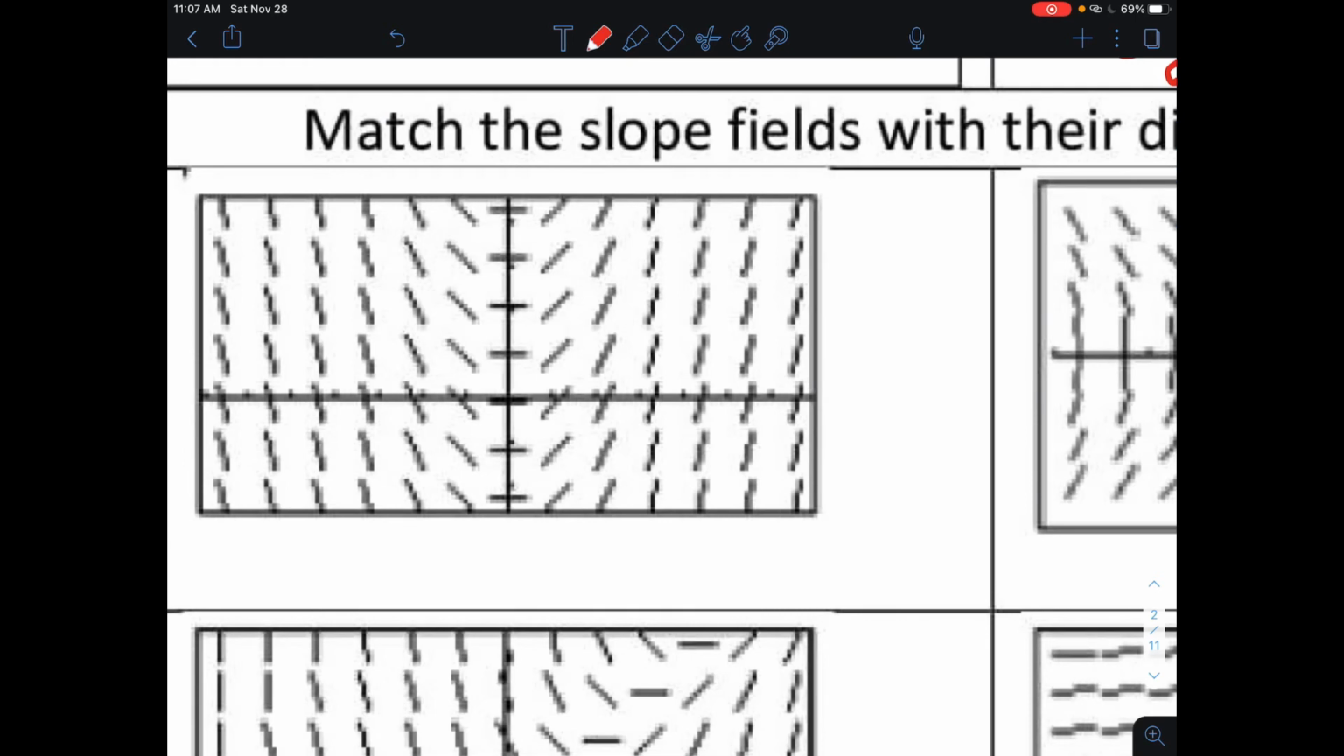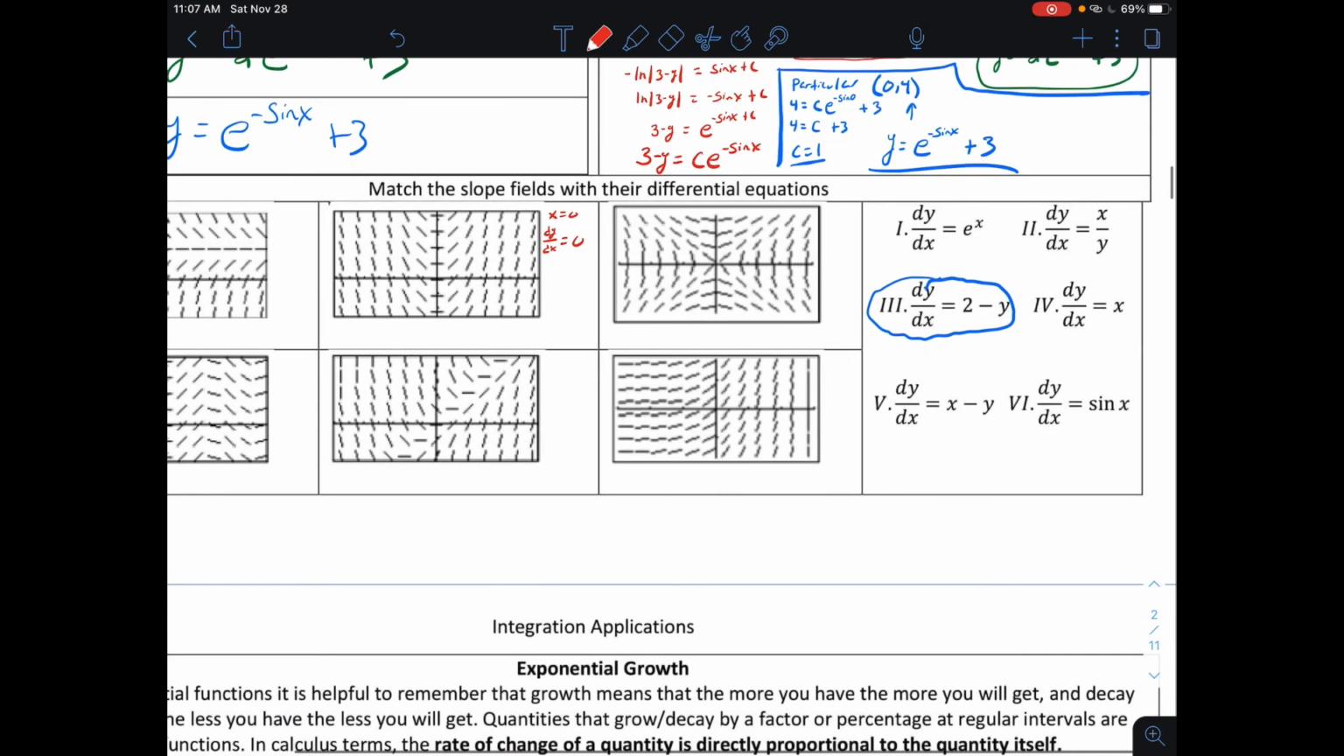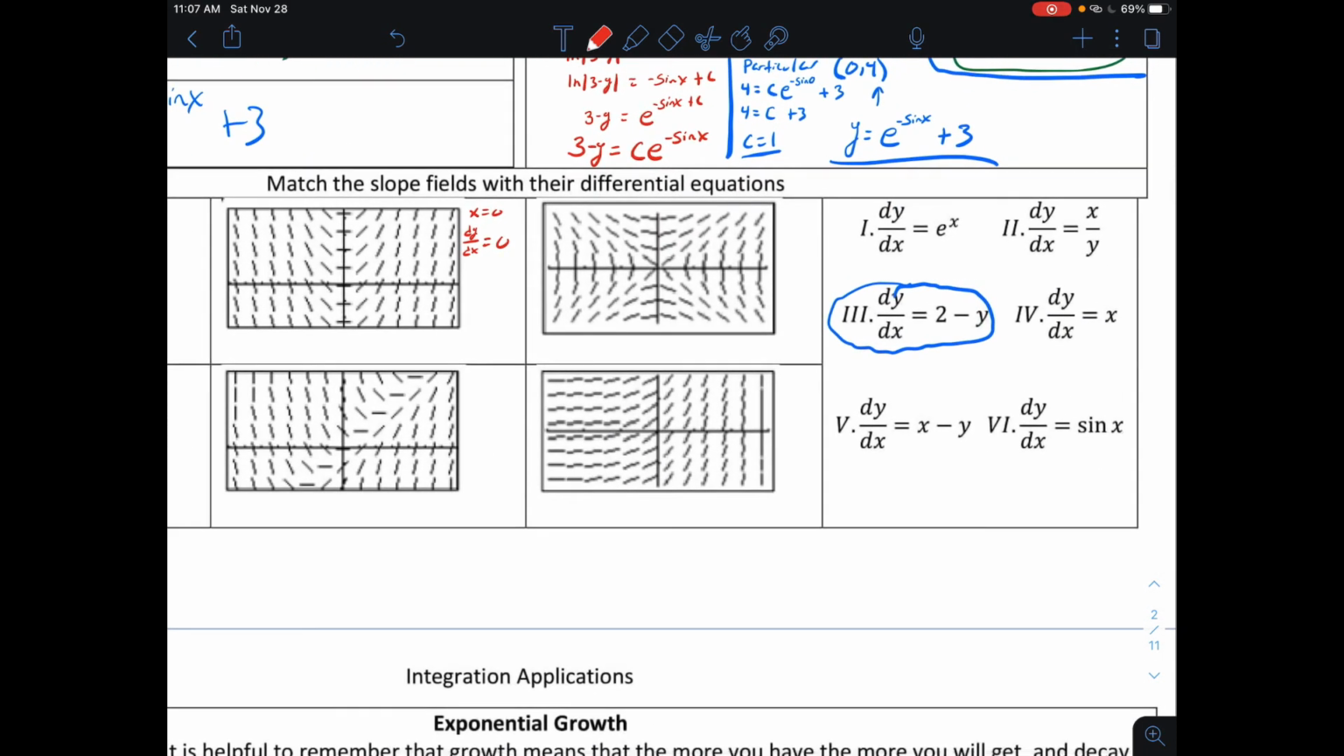We look here at our second graph. Notice how everywhere that x is equal to 0, the differential equation dy over dx has to equal 0. So I want to go find out, all right, no matter what y is, when x is 0, my differential equation has to equal 0. So I go look at my list. And so I have options here. So that would be option number 4.